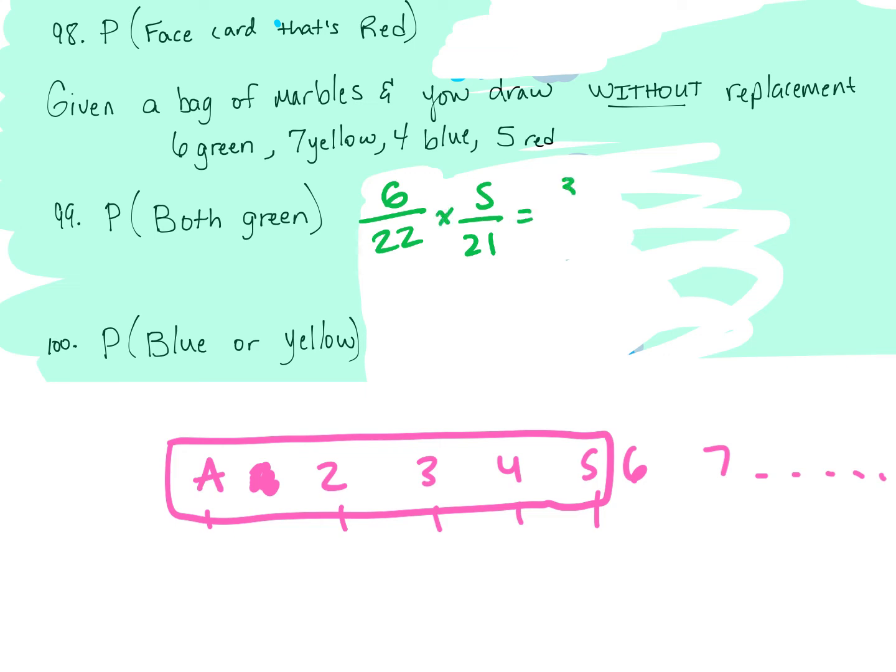So 6 times 5 would be 30. 22 times 21 is 462. We can simplify this. So this would be 15 over 231. Not sure if you can simplify that more, but remember, it's multiple choice, so you can just divide it in your calculator and see which decimal is the same.